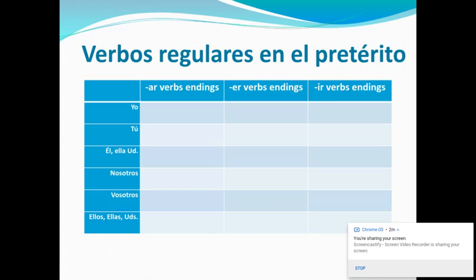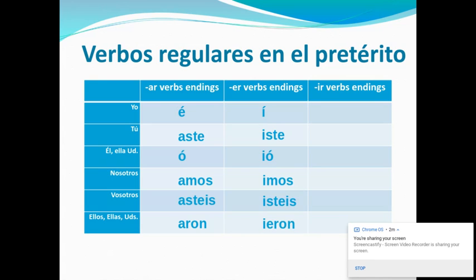So our regular verb endings in the preterite: our AR verbs go é, aste, ó, amos, asteis, and aron. Aste, ó, amos, aron. That's our song for the AR regular preterite endings. Now our ER and IR, even though they're two separate columns, they're exactly the same: í, iste, ió, imos, isteis, and ieron. And if you recall the song from last year, iste, ió, imos, ieron, the ER and the IR are the same. So we have our regular AR, ER, and IR endings.